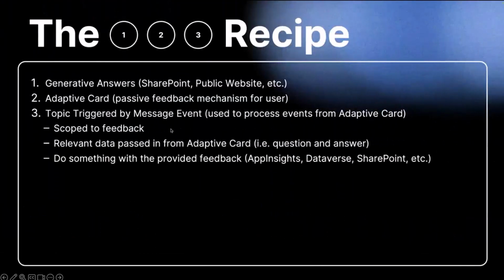That is actually the 1-2-3 recipe. One, generative answers, right? We're going to use generative answers to do this. Azure OpenAI is going to provide us the responses. We're going to use an adaptive card, so that's what we're going to be putting together to have that sort of looks good. And there are a lot of different ways we could go with it. And then we're going to have a topic triggered by a message event.